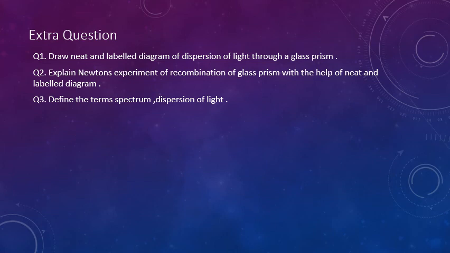Then explain Newton's experiment of recombination with glass prisms with the help of a neat and labelled diagram. For recombination, one prism he kept straight and the other he kept inverted. From one he saw white light getting converted into a spectrum, and in the second he saw a spectrum getting converted into white light. So that experiment you have to write, explain and draw the diagram, and define the terms spectrum and dispersion of light. So complete this in your classwork.